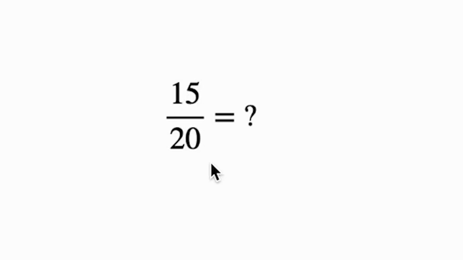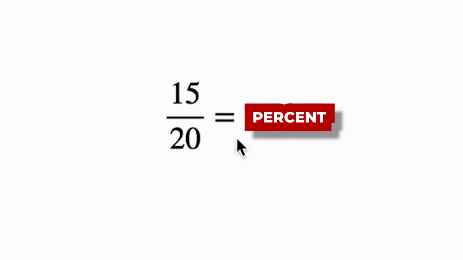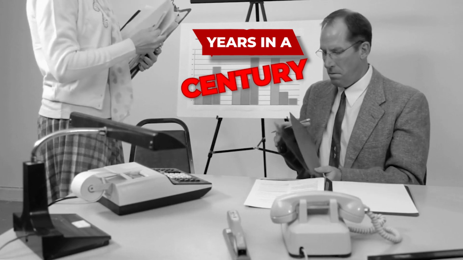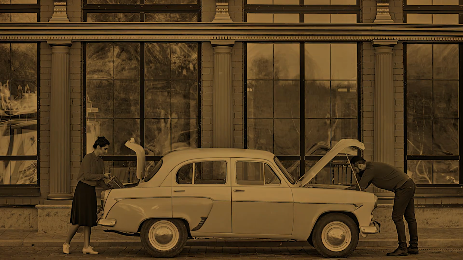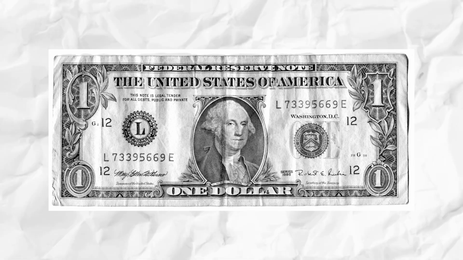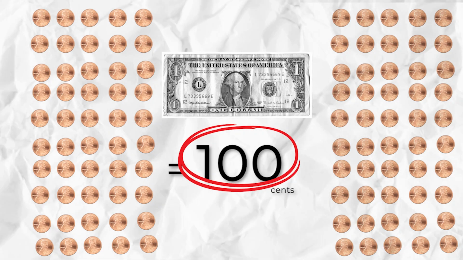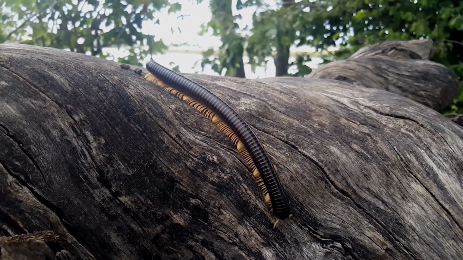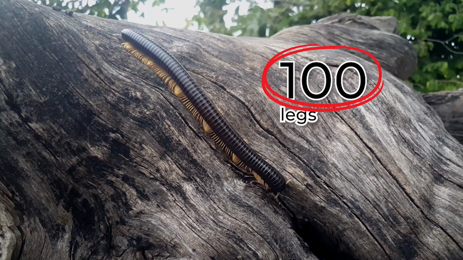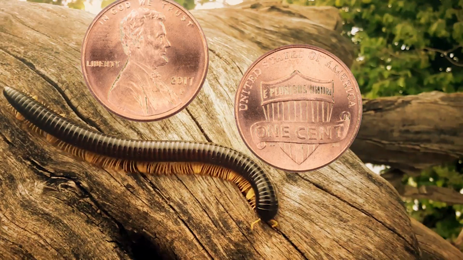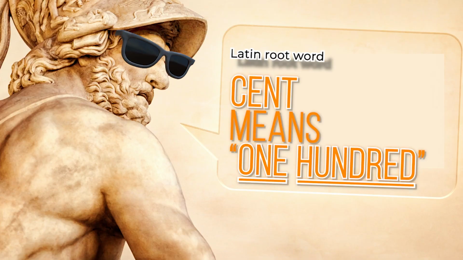We're trying to do 15/20ths and convert that into a percent. And if you think about what percent means, this is really helpful. How many years are in a century? Think about it for a second. That's 100. How many cents are in a dollar? That's also 100. How many legs does a centipede supposedly have? Now, it doesn't really, but people always say a centipede has 100 legs. That's because the root word cent actually means 100. So in Latin, the root word cent means 100.